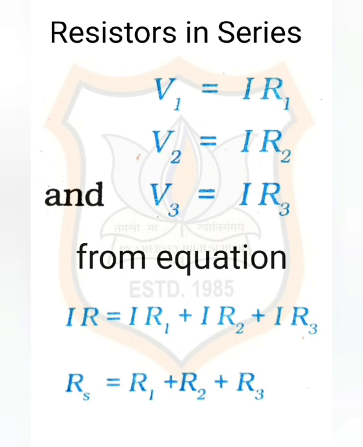Let's suppose n resistors with resistances R1, R2 up to Rn are connected in series, then we can write Rs is equal to R1 plus R2 up to Rn. So students, this is the series combination of resistors.